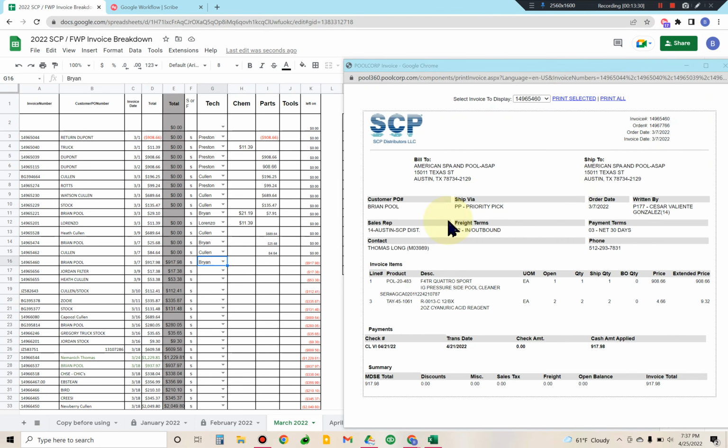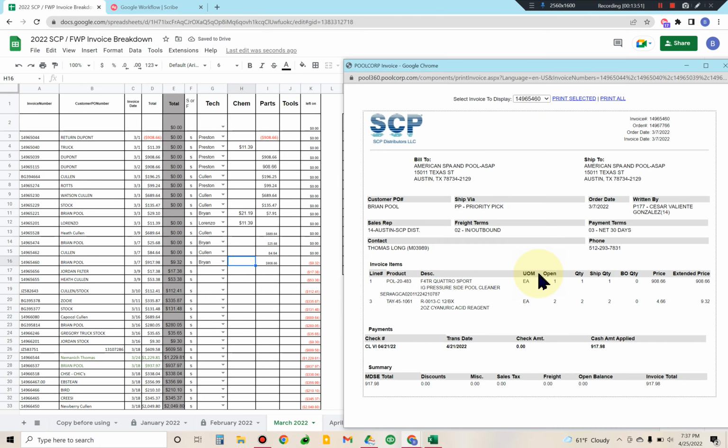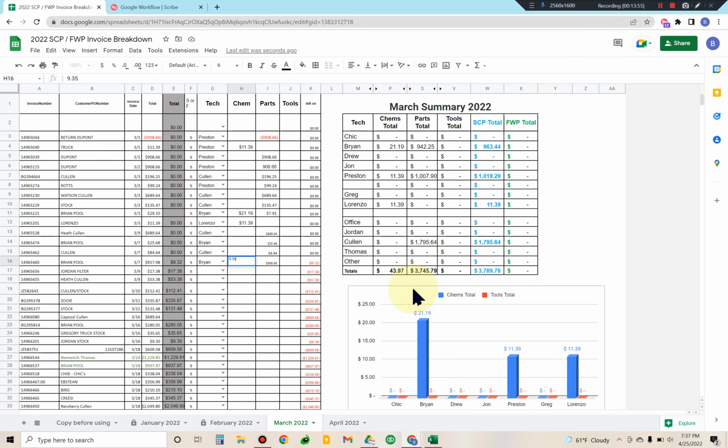All right, so here's another example of a mixed invoice, which most of them are going to be. So you have this part, and then you have this chemical. So the part is going to be 908.66. So 908.66. And then over here it tells us $9.32. So $9.32. We don't have to pull out another calculator. We can utilize this on the side to help us.